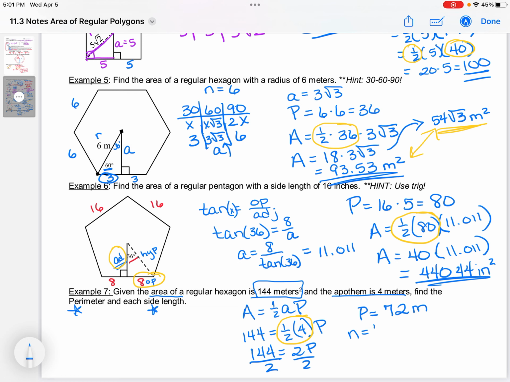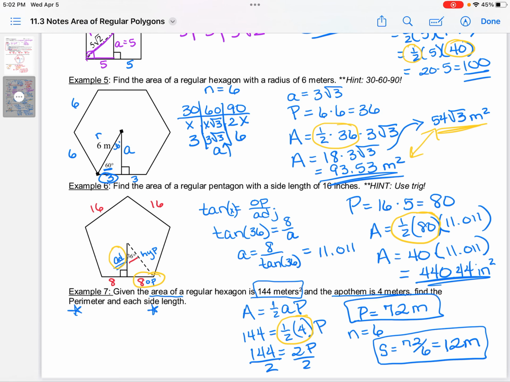And then since it's a hexagon, there are 6 sides. Did I say that? Okay, and so one side is going to be 72 divided by 6, and 72 divided by 6 is 12 meters. So one side is 12 meters and the perimeter is 72 meters. Okay, so a little trig, a little Pythagorean theorem, a little special right triangles, and a new word, apothem, that you have to remember.